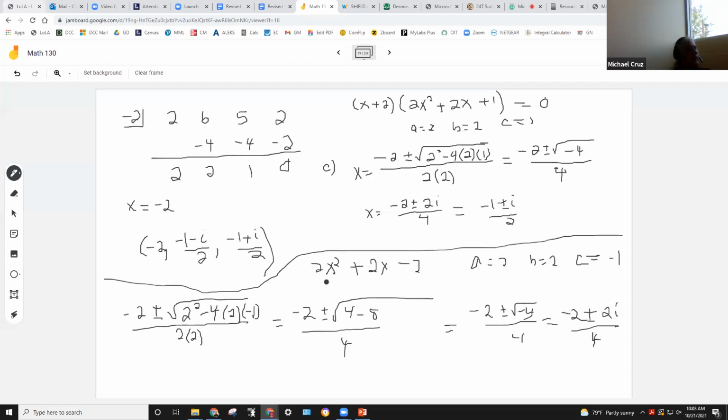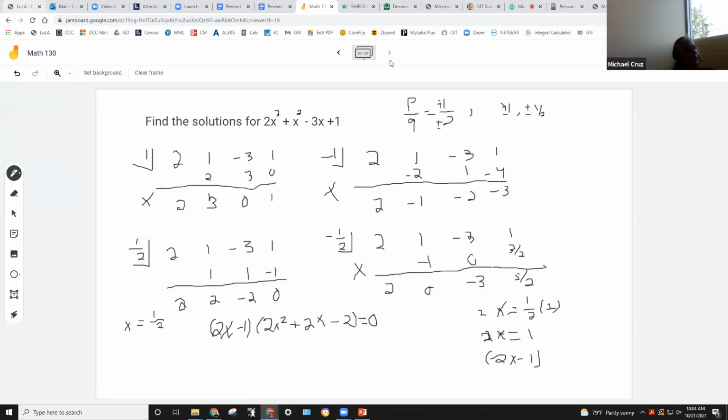Now, what we could have done on this one, if we wanted to, I don't know that would make it any different. You could have taken out a 2 or divided everything by 2 and then just used the coefficients 1, 1, and negative 1. And then you wouldn't have to do this here, but remember, the same thing happened, that it was negative 1 plus or minus i over 2. All right, exact same one as that other one we looked at.